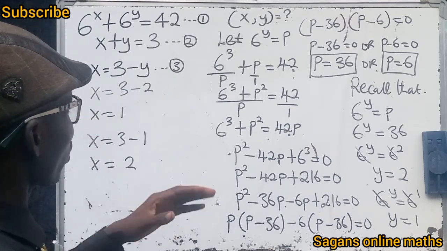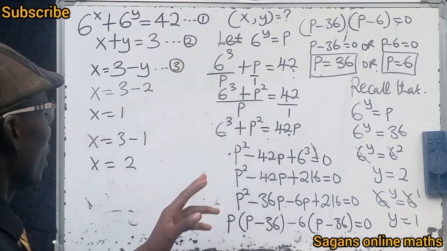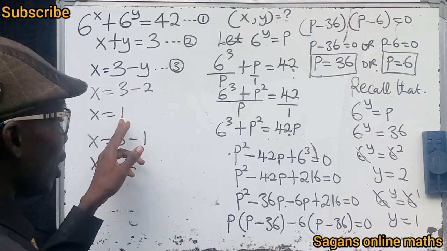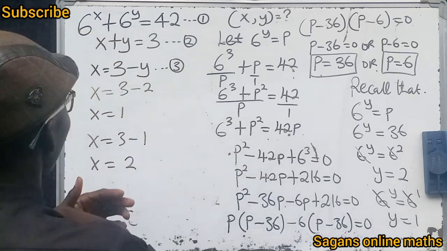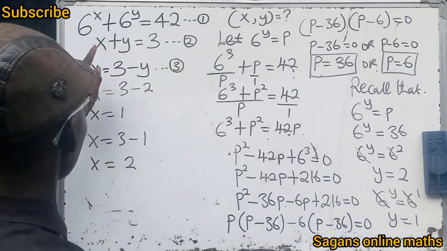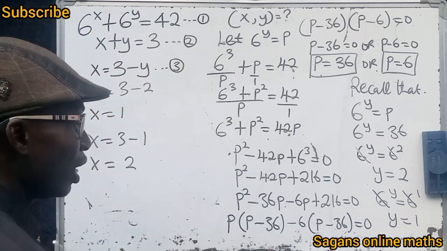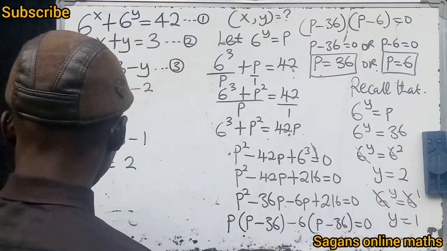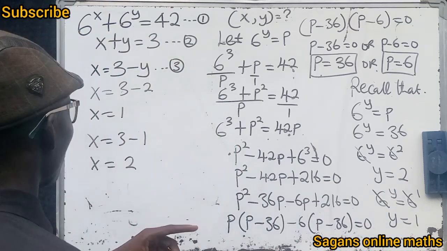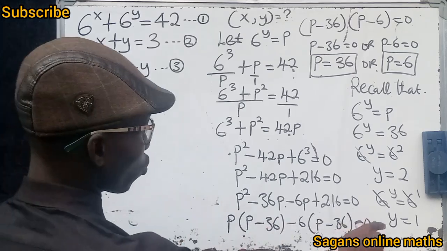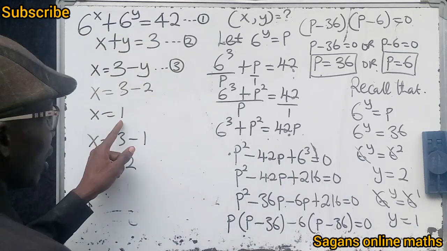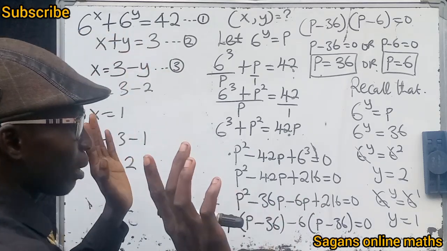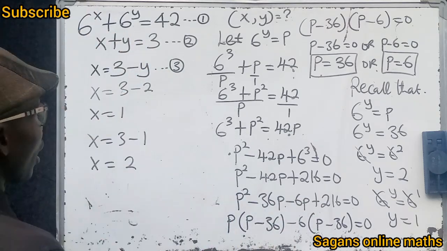Now let's see from equation 2. If x is 1 and y is 1, can we have the value? Let's see. 1 plus 1 will give us 2. So that means if you are using x when x is 1, you must use y when y is 2. If you are using x when x is 2, you must use y when y is 1. Now if x is 1, we use y when y is 2. That means 1 plus 2 will give us 3. That's amazing. The same thing is applicable to equation 1.